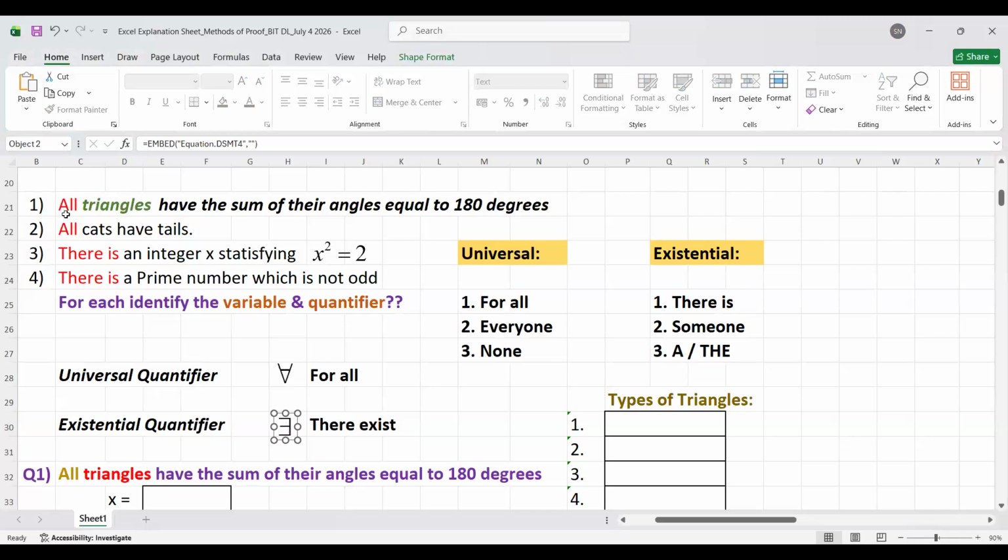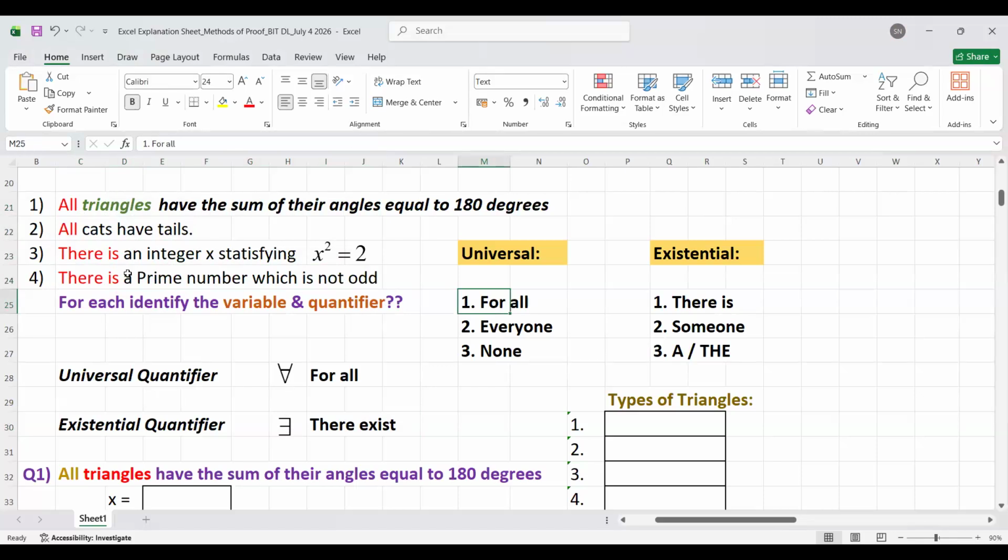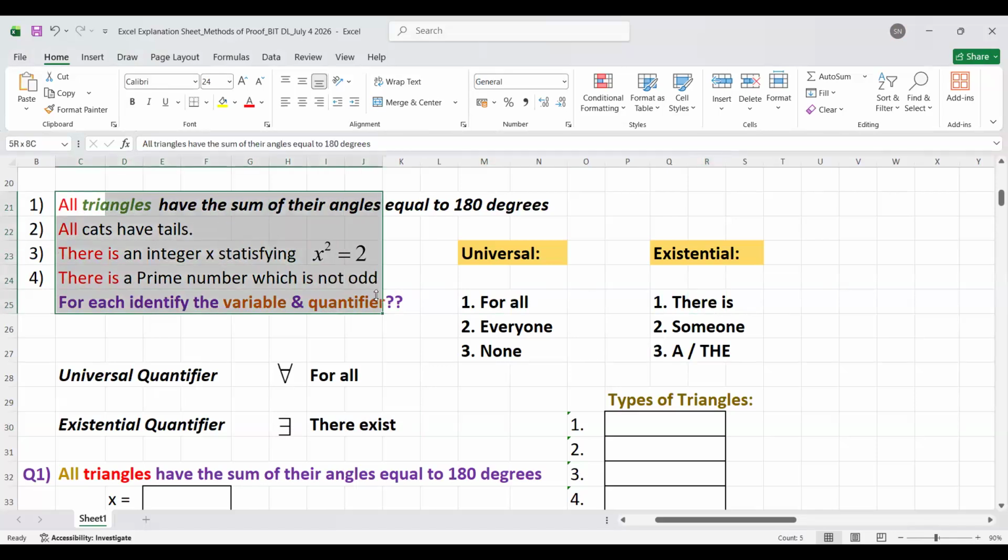So if you take the questions that were given in the PowerPoint, I have brought them here. The first words are the quantifiers. So all is a universal quantifier because it's coming from the words for all. The second one also uses all. The third and the fourth use there is. So we've been able to identify the quantifiers for these questions.